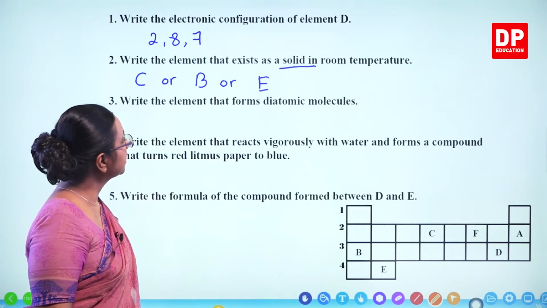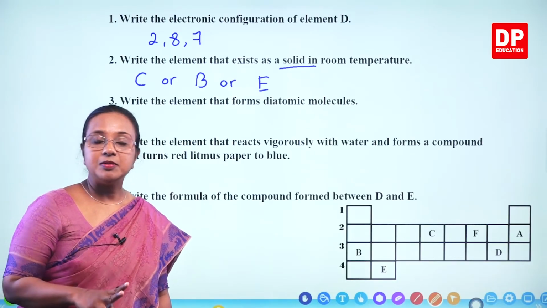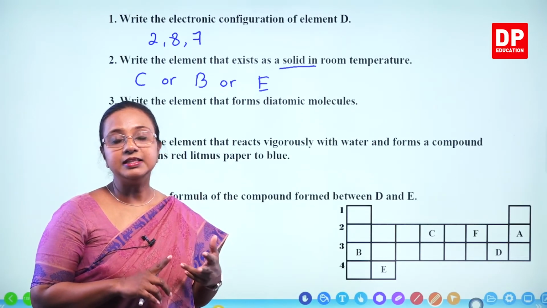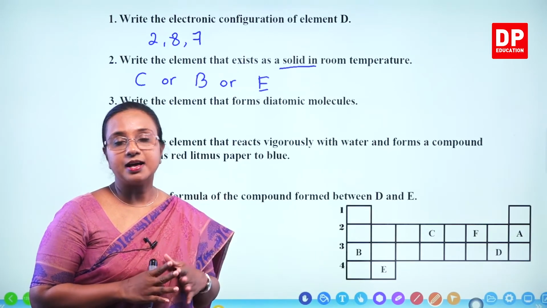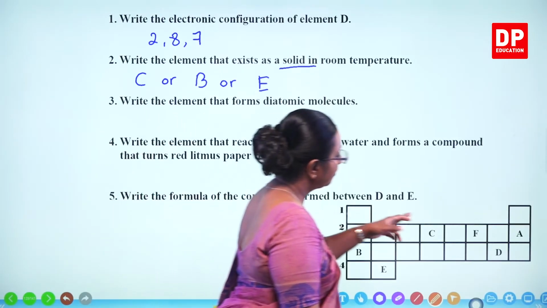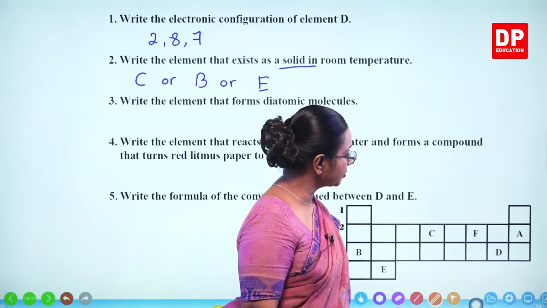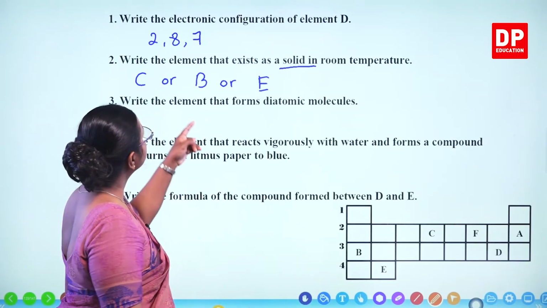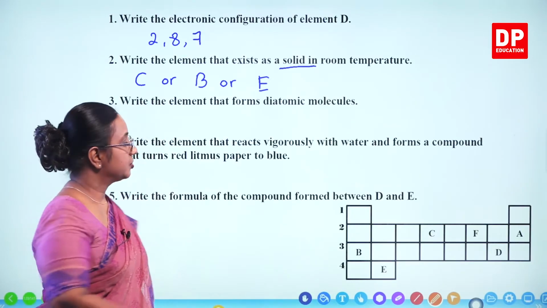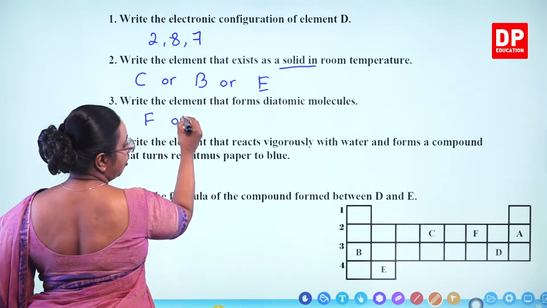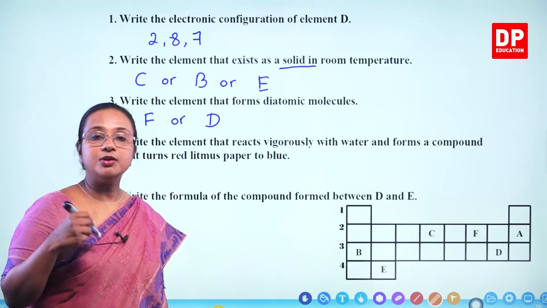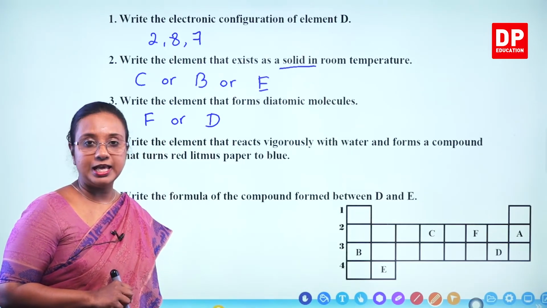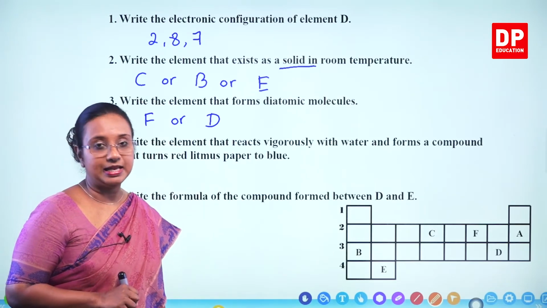Write the element that forms diatomic molecules. Diatomic molecules are either formed by hydrogen, H2 gas, O2, N2 and group 7, F2 and Cl2. These are the diatomic gases. Out of those, we have both F and D. F is oxygen and D is chlorine. So both of them form diatomic gases. Write the element that forms diatomic molecules. So here you can either write F or you can write D. So again, when you are answering, you can just write one element. But here, since you are practicing, I have written both the elements. That's why or. You have to just write one element.